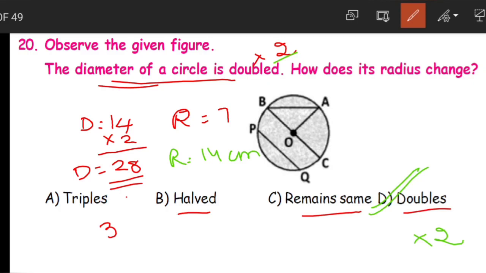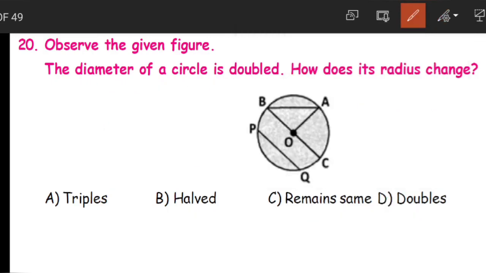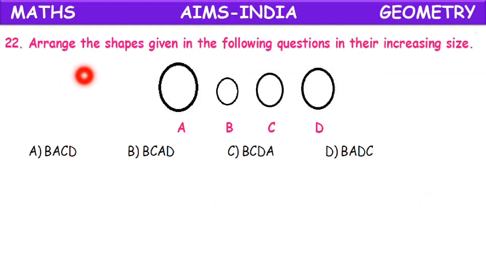Again, if the diameter is tripled, that is multiplied by 3, then the radius will also be tripled. If the diameter is reduced by half, then the radius will also be reduced by half. So this is how we can prove that when the diameter of a circle is doubled, the radius also doubles. Option D. Next, question number 22.